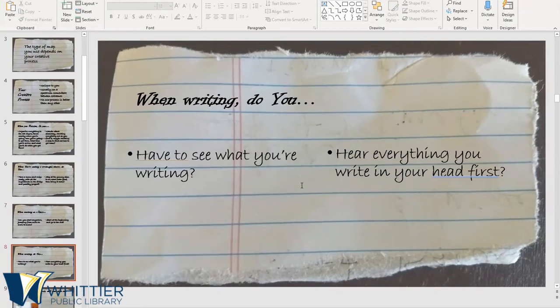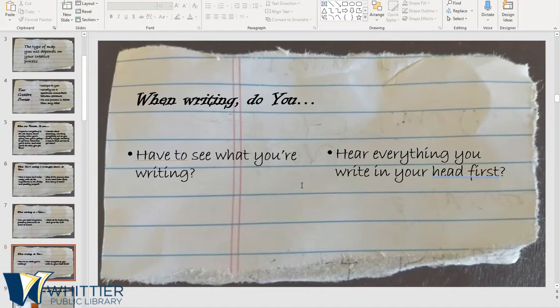And when writing, do you have to see what you're writing before it makes sense, as in it's down on paper? Or do you hear everything and write in your head first? Beethoven, the composer, had to see everything he was writing, and it was really a good thing for him when he went deaf. On the other hand, you had Mozart, who had to hear everything in his head first, and his manuscripts were pristine. Beethoven's manuscripts were scribbled out all over the place because he had to see the notes on the page before he could make sense of it, whereas Mozart heard it and then just wrote it down.